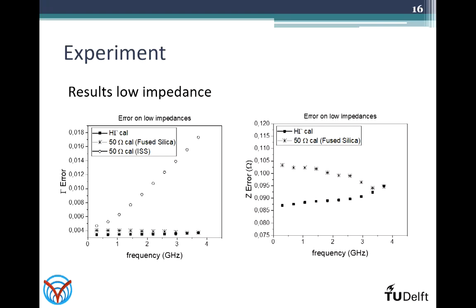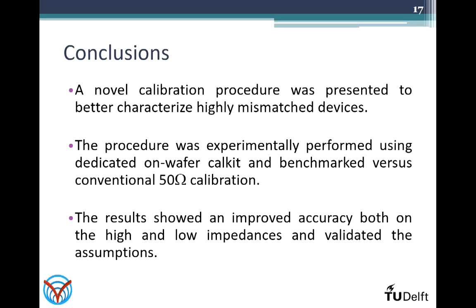Looking at the error on the impedances, we see that the error for both calibrations, the high gamma calibration and the 50 ohm calibration on fused silica, is around 0.1 ohm. And this is mainly due to the fact that the contact error of the standards is dominating in this case. And this is not solved when we use a high gamma calibration.